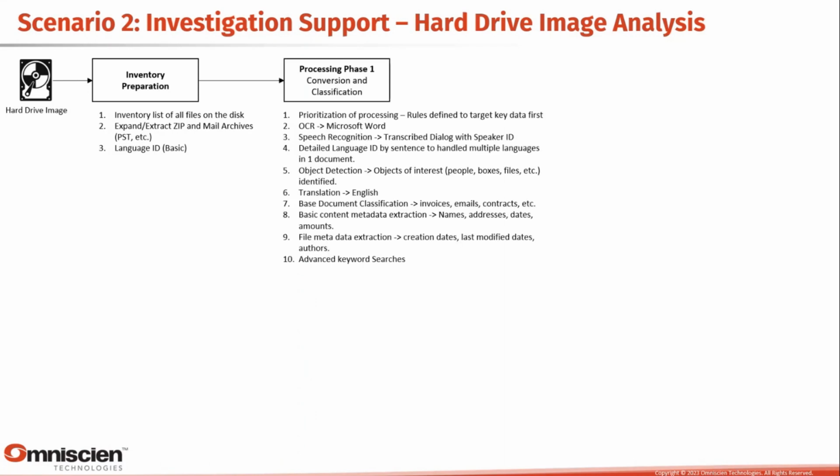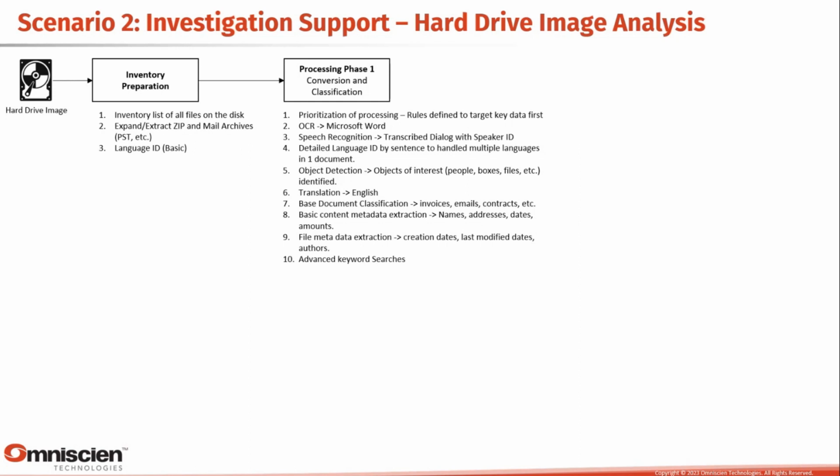Then we start digging a little bit deeper. So we prioritize processing. So the customer has rules that say anything in French, process that first, German second, and then all the other languages together. Okay, so if it finds any images, it detects, is it a document? Convert it to Microsoft Word. Do we have recordings of meetings? Transcribe them. Automatic language ID, automatic speaker ID, then detailed language ID.